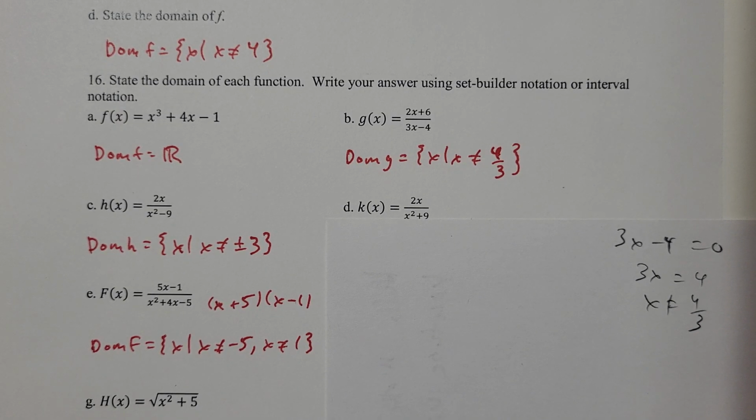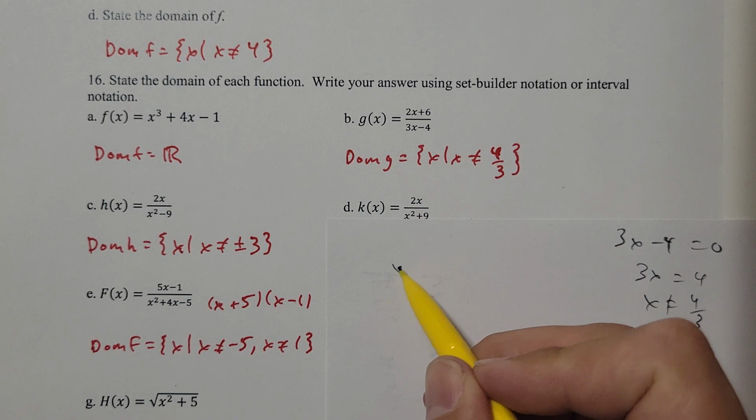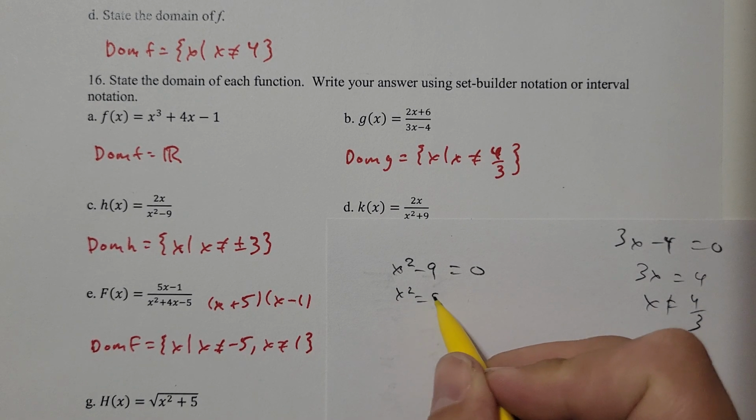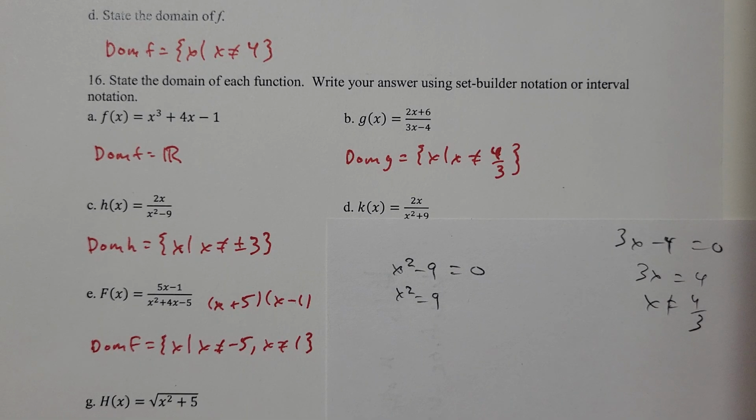Part C, I have h of x equals 2x divided by x squared minus 9. Well, I know I can't divide by 0. So let's go ahead and set the denominator equal to 0 and solve for x. I got x squared minus 9 equals 0. When I solve that for x, I'm going to add 9 to both sides. I got x squared equals 9, and then take the square root of both sides. Whenever I take the square root of both sides in an equation, I always have to tack on a plus and minus on the right side. Don't forget about that necessary step in solving for x.